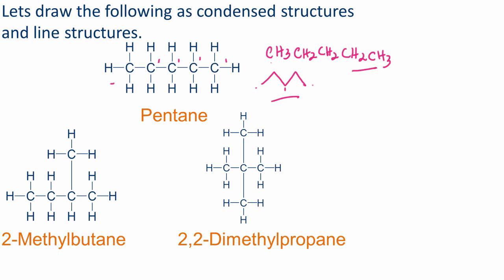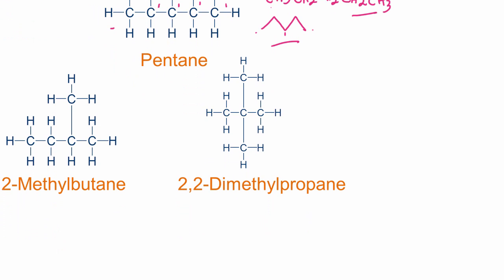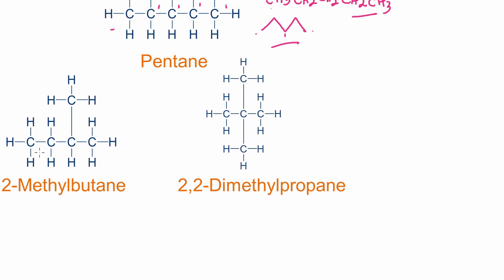Let's do 2-methylbutane. And what I'm going to do is just find the longest continuous chain, which is 4 carbons. And I know that because of the name, butane. That's a 4-carbon alkane. We'll talk about naming in a little bit. So I'm going to start from left to right again.